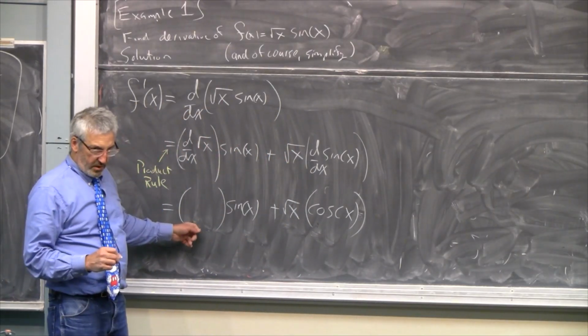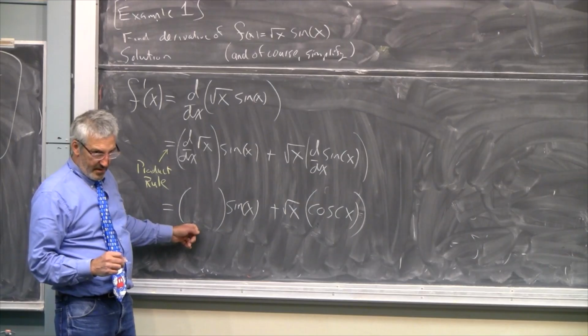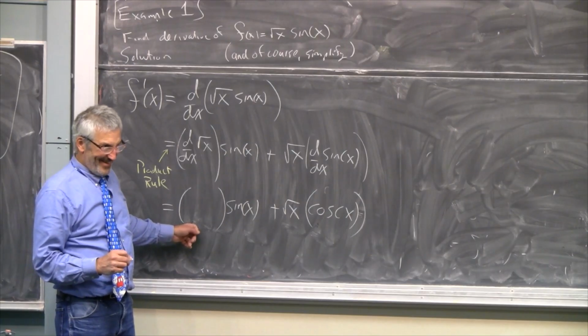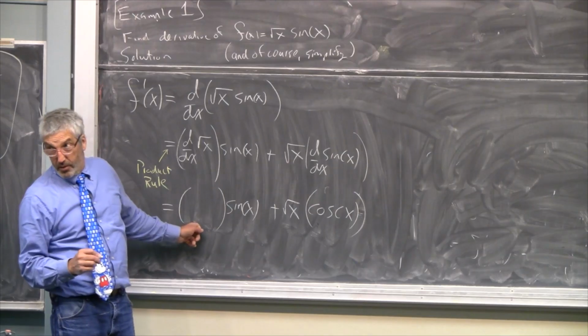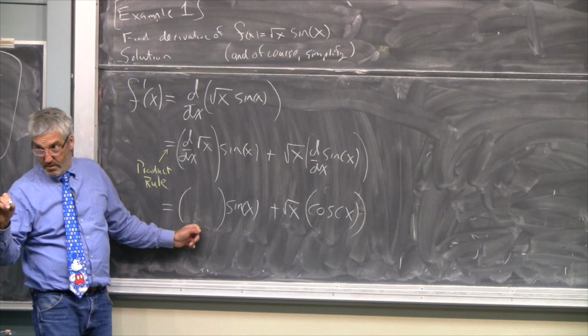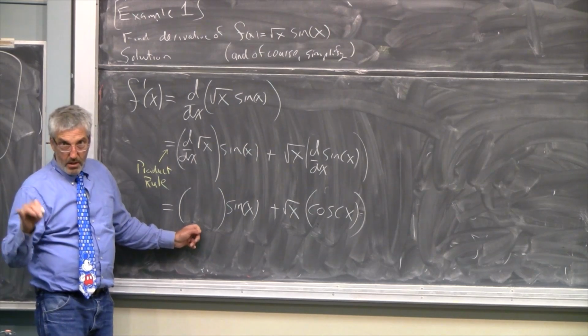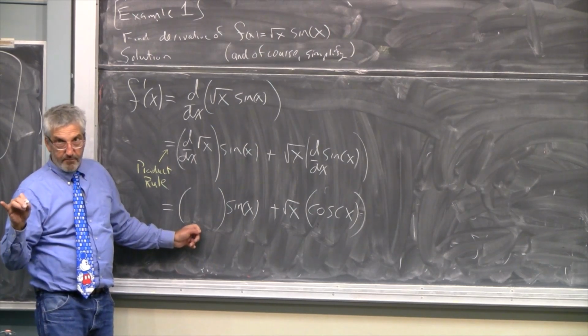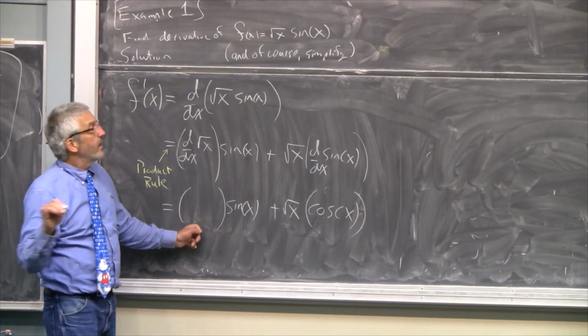I'm going to go for broke. What goes in these parentheses? Anybody know what goes in these left parentheses? 1/2 x to the power of negative 1/2. Okay, 1/2 x to the power of negative 1/2. But that's not simplified, right?